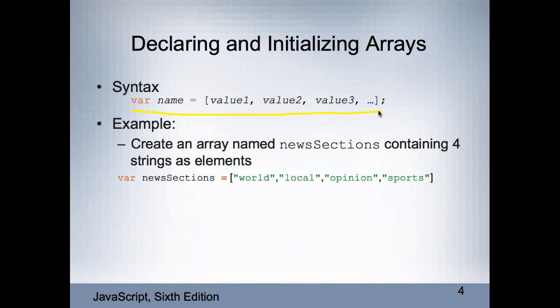Remember that in programming, the indexing starts with 0, so 0 refers to the first element in the array, and 1 refers to the second element in an array. The example code var newsSections equals world, local, opinion, and sports creates an array named newsSections containing 4 strings as elements: world, local, opinion, and sports.